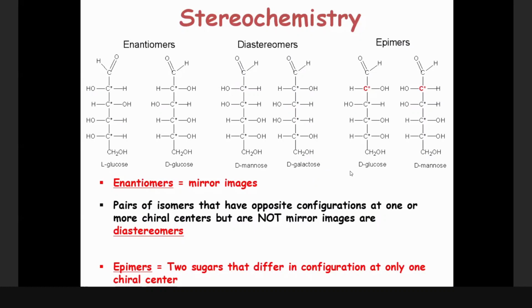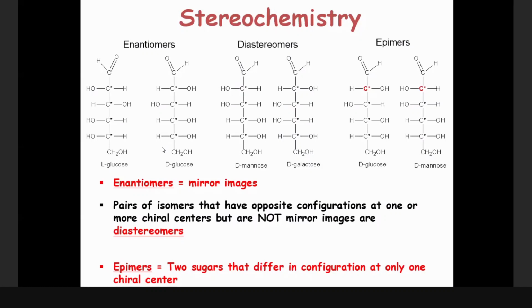Here in D-glucose, this, the red one, is the second carbon. The aldehyde group is the first carbon, next is the second carbon. On the second carbon, the position of OH in D-glucose is on the right, whereas in D-mannose it becomes the left. The rest of the arrangement is similar. D-glucose and D-mannose are C2 epimers.